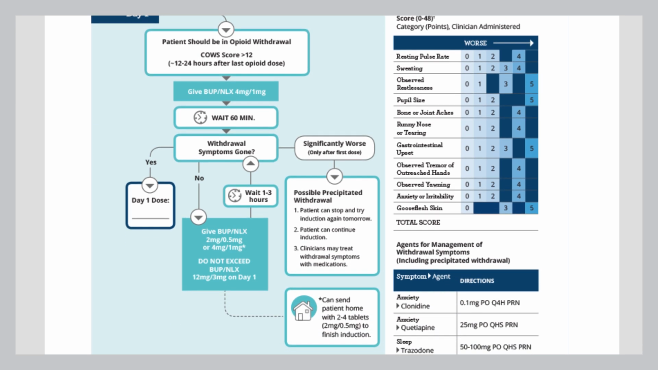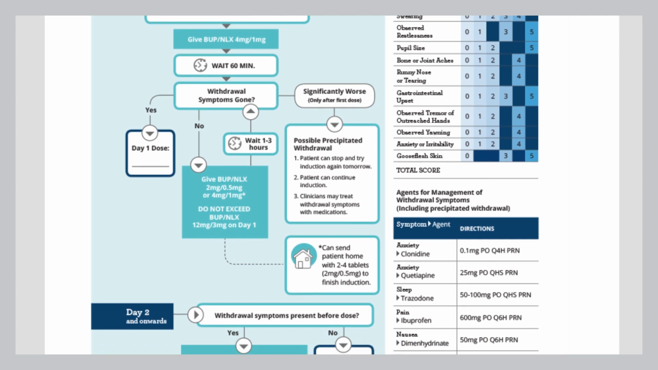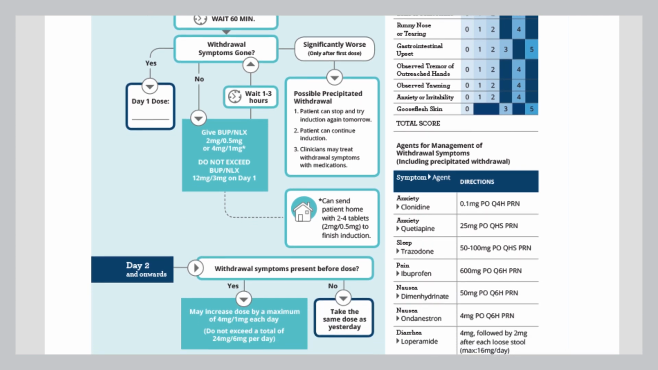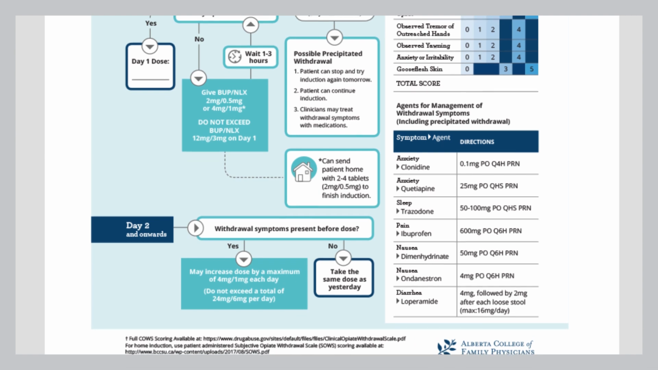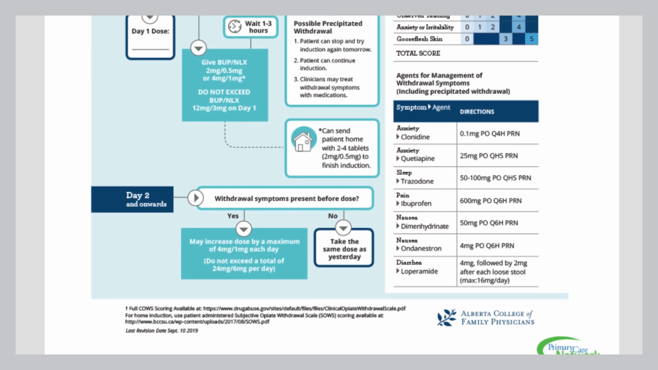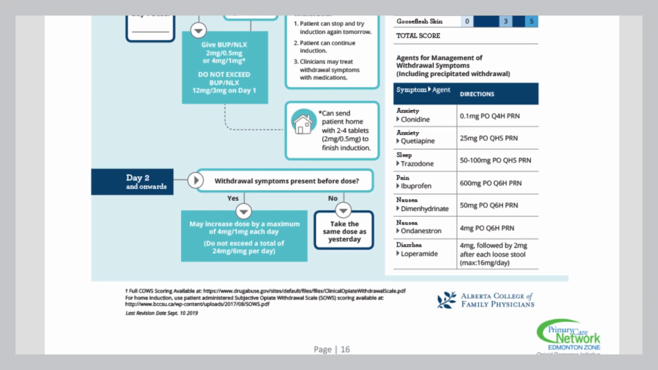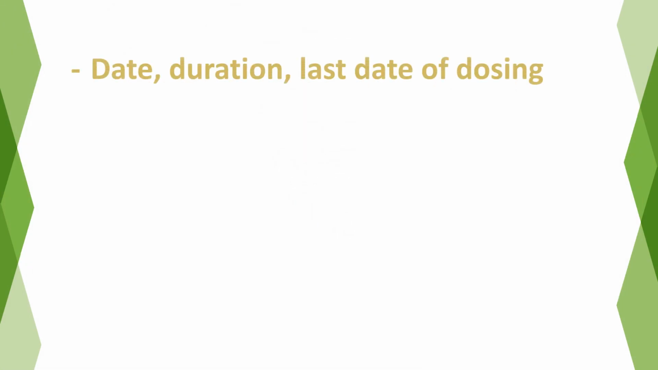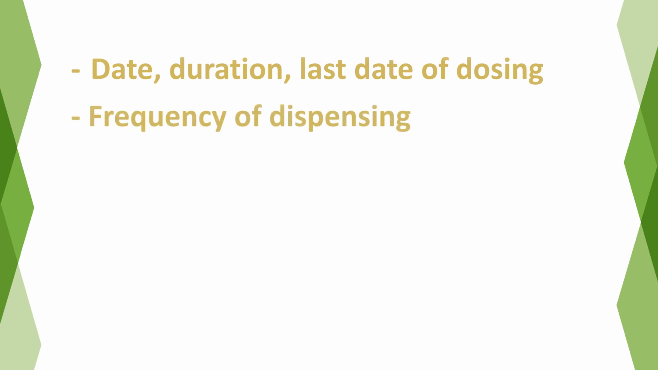Initiate Suboxone using the peer guideline for managing opioid use disorder in primary care. The guideline can be found in the toolkit or on the Alberta College of Family Physicians website. Here are some prescribing tips for your consideration. To prevent an extension of Suboxone, be sure to include the date, duration, and last date of dosing. Indicate the frequency of dispensing. Provide instructions regarding missed doses of Suboxone, for example, should the pharmacy restart, adjust therapy, or contact the office.